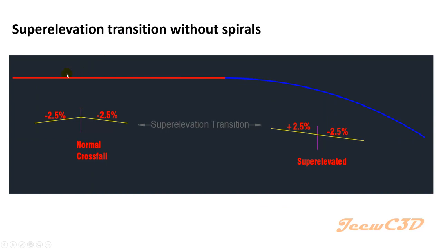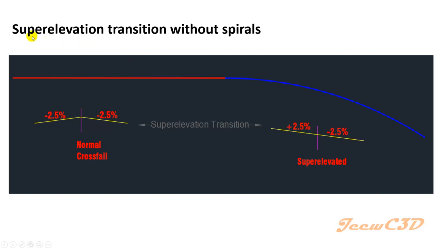Let us say in this straight section you have your road at -2.5 super elevation, we call it the normal cross fall. When you come inside the curve, for the left side you have +2.5 and for the right side you have -2.5. Since the right side is the same but your left side has a different slope, the side that was at -2.5 has to rotate upward and come to +2.5 somewhere along this road. It will occur along some distance. We call it super elevation transition. This transition from -2.5 to +2.5 occurs along some distance. We call it the super elevation transition distance, or otherwise the super elevation development length.